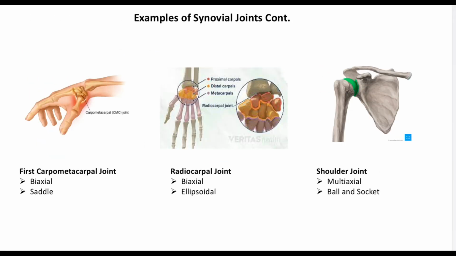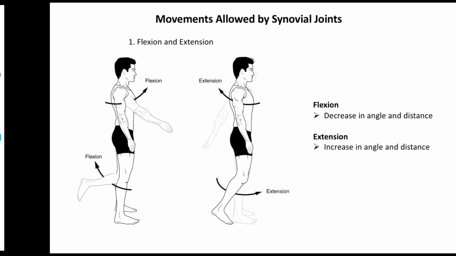On the left of the screen is the first carpometacarpal joint. This is a biaxial joint with a saddle shape. In the middle is the radiocarpal joint, which is also biaxial, but has an ellipsoidal or condylar shape. On the right side is the shoulder joint. It is multi-axial and has a ball and socket shape.